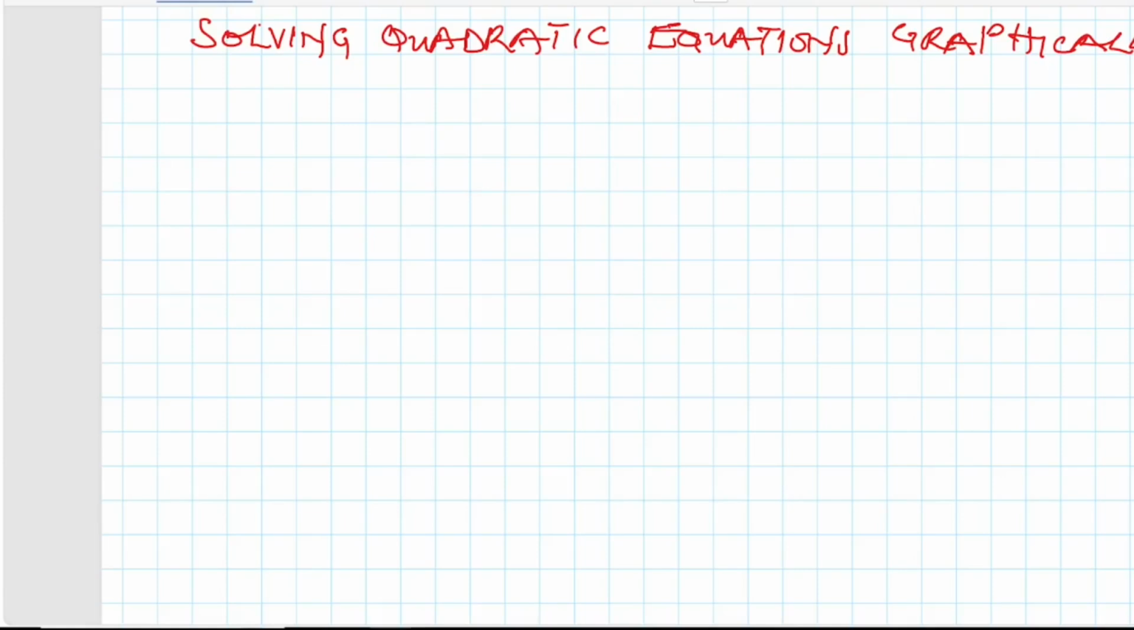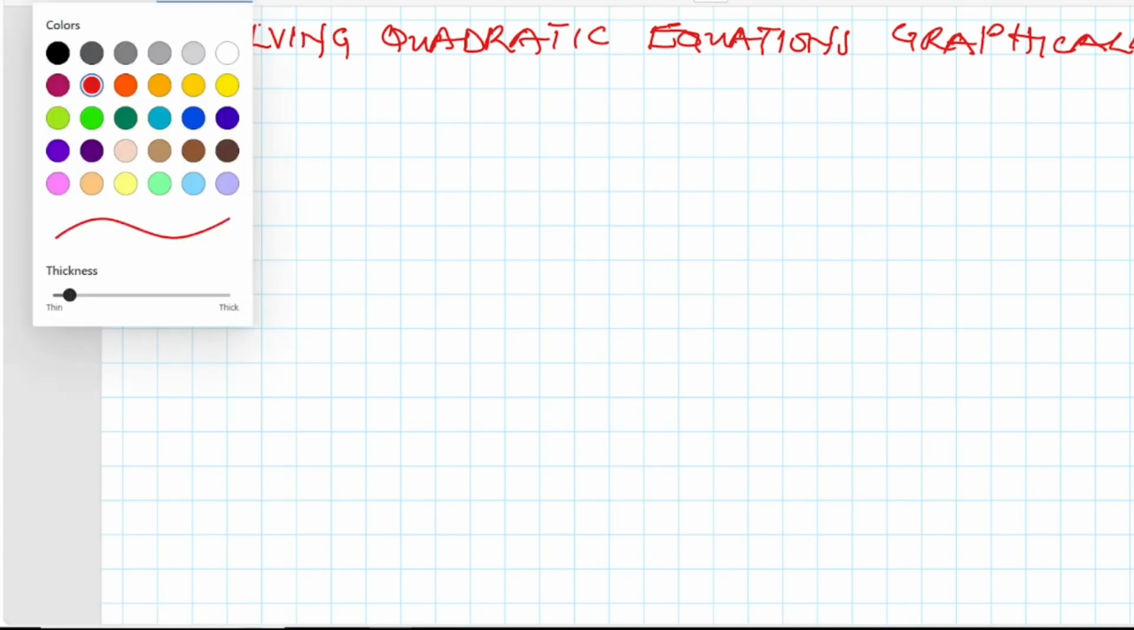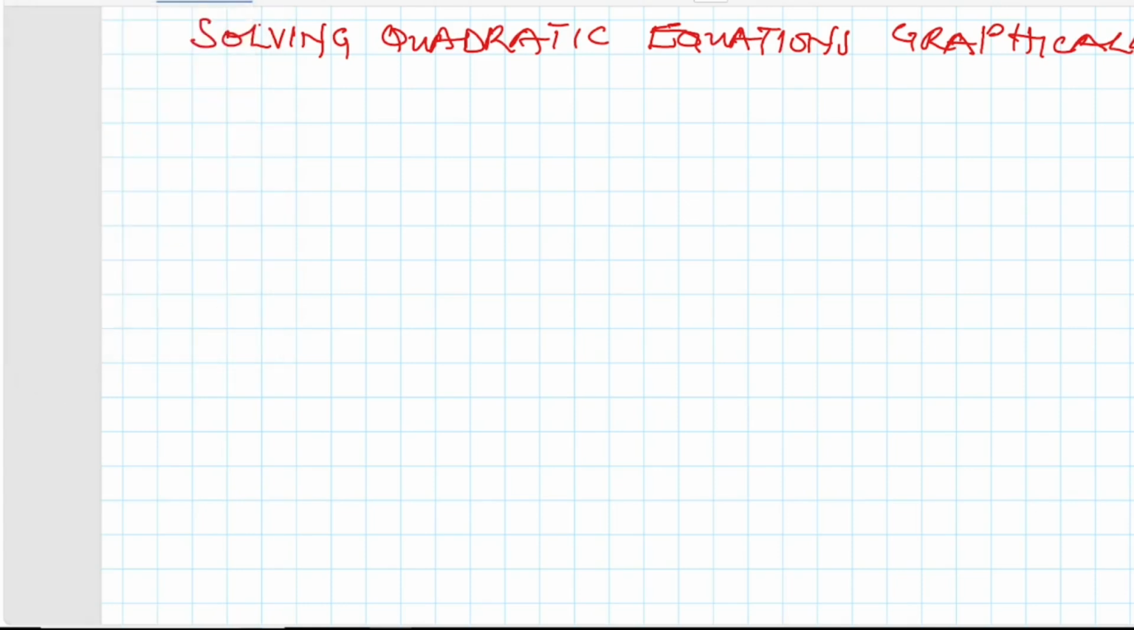Now let's talk about solving quadratic equations using graphs, or graphical solutions to quadratic equations. Before that, let's start with our general quadratic equation, that is ax squared plus bx plus c. What I'm going to do is y is equal to that, since we're going to sketch a graph and we need two axes at least.